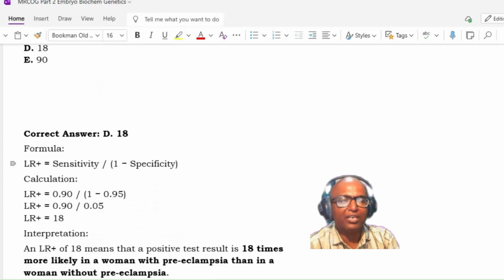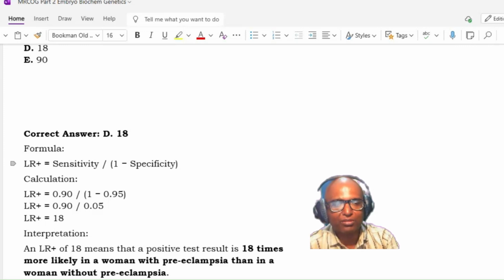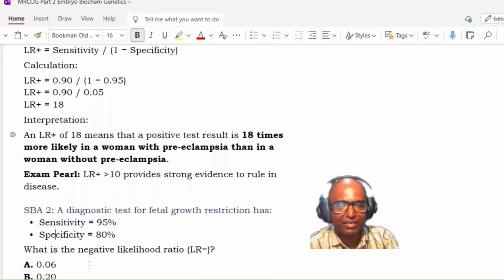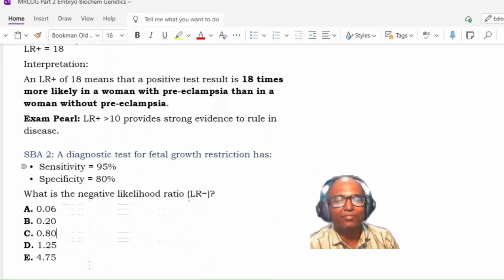Okay, what is the interpretation? Likelihood ratio positive of 18 means that a positive test result is 18 times more likely in a woman with preeclampsia than in a woman without preeclampsia. So LR positive more than 10 provides strong evidence to rule in disease. Okay, because it is more than 10. Okay, next example, go ahead.